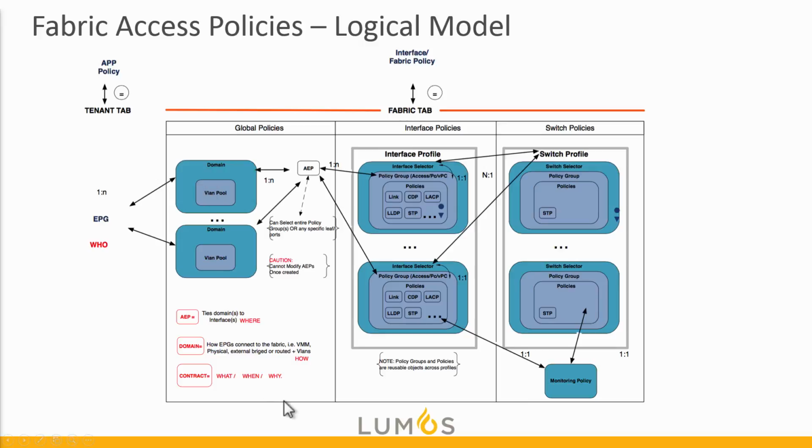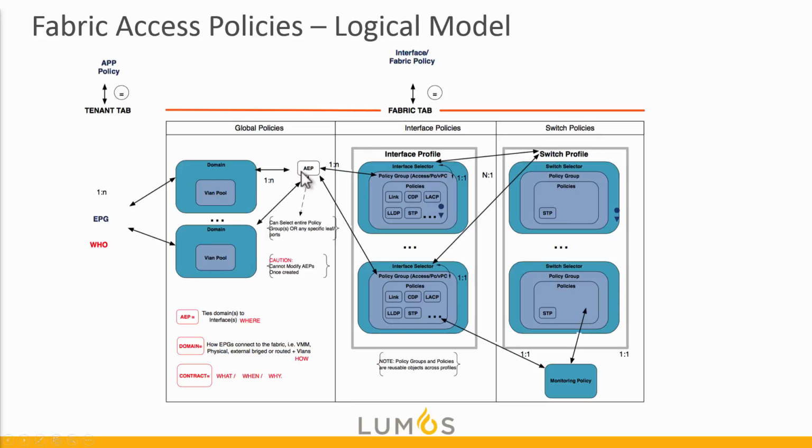And the domain could be a virtual machine manager, or VMM, domain. It could be a physical domain, meaning we have a bare metal machine attached. Could be an external layer 2 bridged switch or an external layer 3 routed. So those are our 4 different types of domains, and we'll unpack those more as we go along as well.